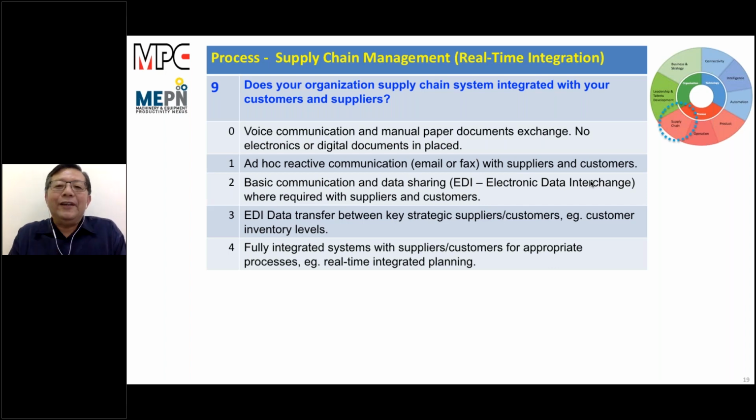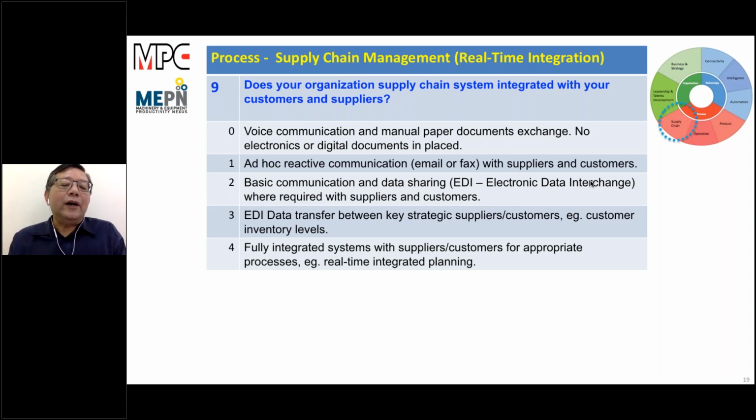So what this means is the company totally does not have any digital communication with the customer, and also does not have any formal digitization with the customer's supply chains. That means if you want to issue a PO or an invoice, everything is manual. Then the grade one is ad hoc reactive communications. They use email or fax with the supplier or the customer. I think most of our Malaysian companies today have email; fax has sunset already. Some of them still use fax, but today it is very rare. So that is today with your customer and also supplier.